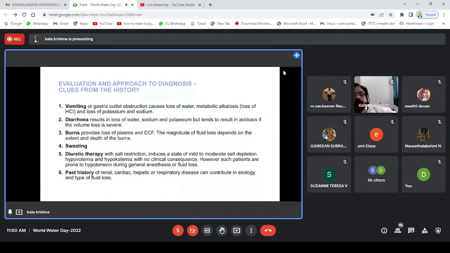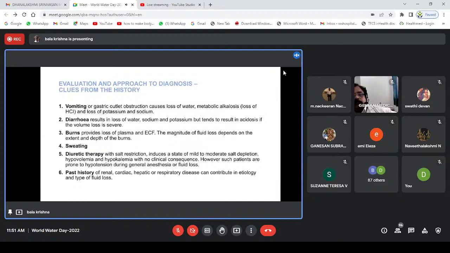Another common cause would be burns, which results in loss of plasma and extracellular fluid directly from the skin. The magnitude of fluid loss depends upon the extent and depth of the wounds. Another cause is sweating, from heavy exertion in the sun, for example an athlete or a marathon runner, or heat stroke.